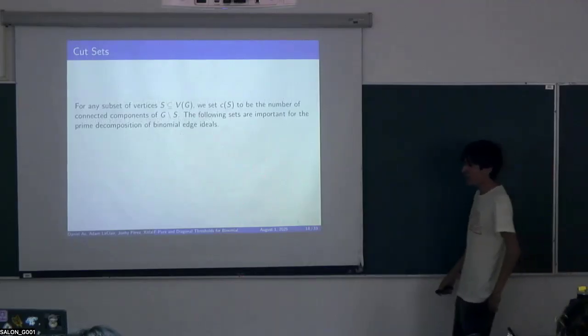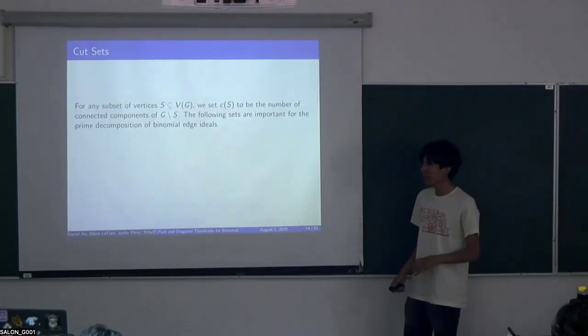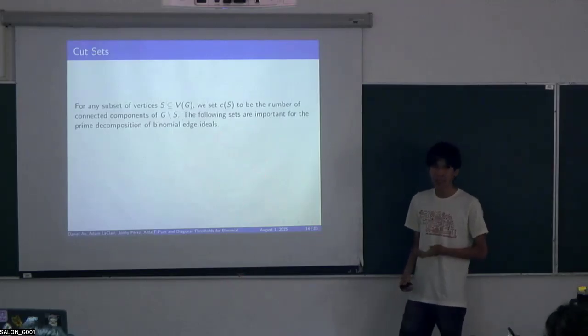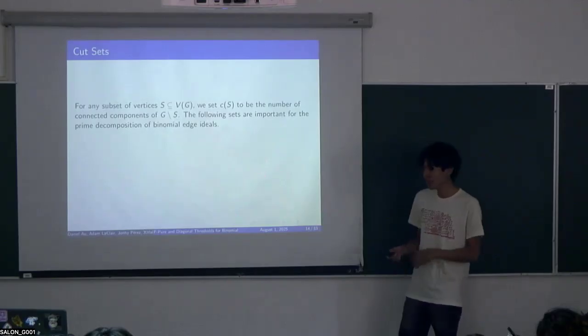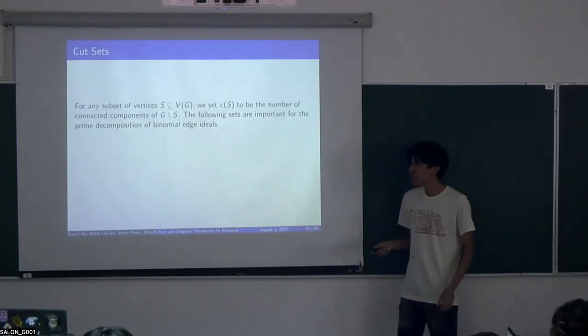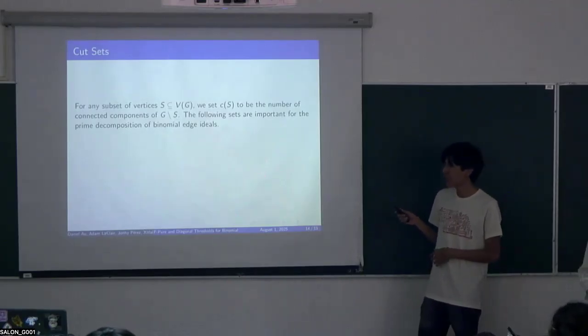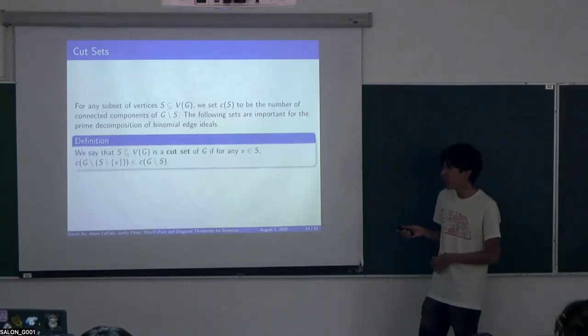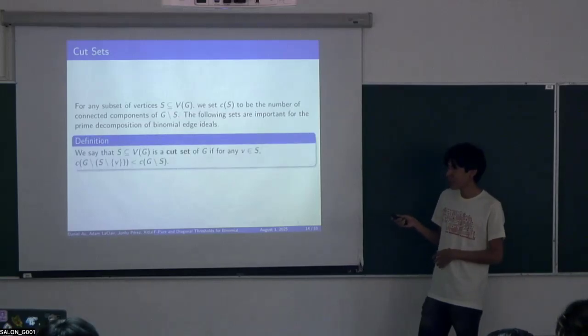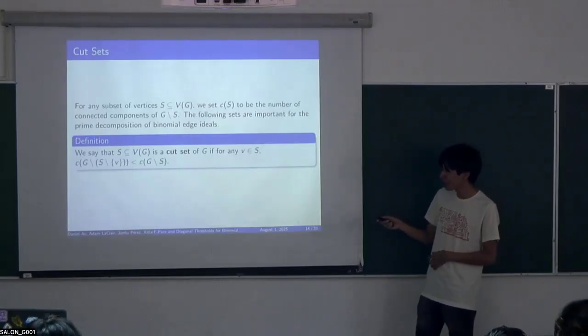So another case in which we are interested is when the threshold of the ring AG is 0. And for that, we have to study the minimal primes of the binomial ideal, and those are related to something called cutsets. We are going to talk more about that later, but for now, let me define what a cutset is. For any set of vertices S, we set c(S) to be the number of connected components of G minus S. And we say that S is a cutset if that inequality holds.